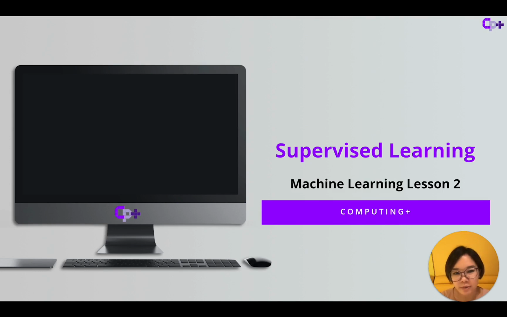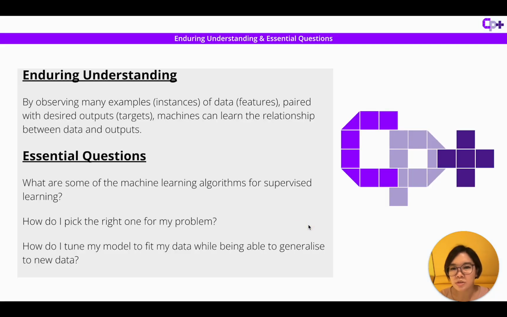Today we are going to dive deep into supervised learning and understand some of the algorithms behind some of the supervised learning tasks. So this is what we want to learn from today's lesson. We want to understand that by observing many examples of data, what we call the instances in machine learning, of features in the data, paired with the desired output, the targets, the machine can learn the relationship between data and outputs. So using feature target pairs is an important part of supervised learning.